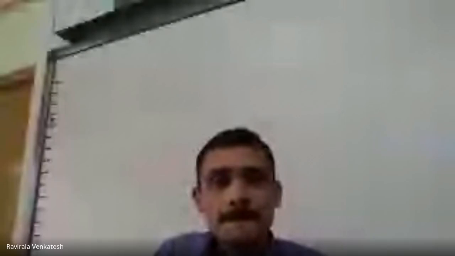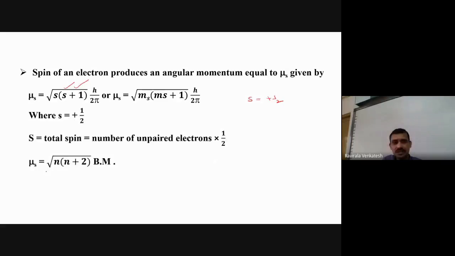But generally we have a larger number of electrons in an atom, so we will take this formula, which you will get in 12th class. Here n is the total number of spins. I will show that in the next slides.